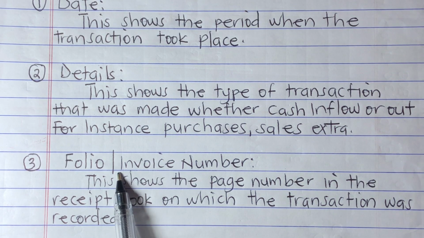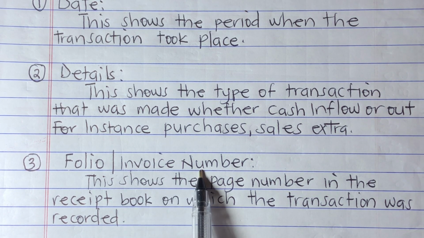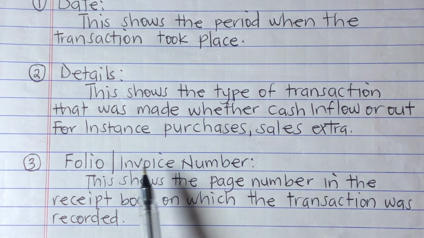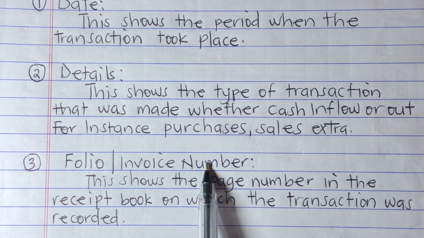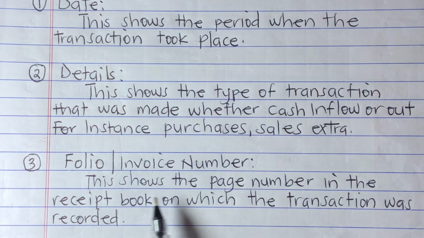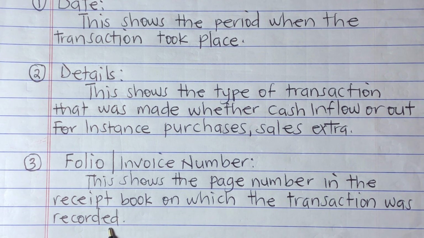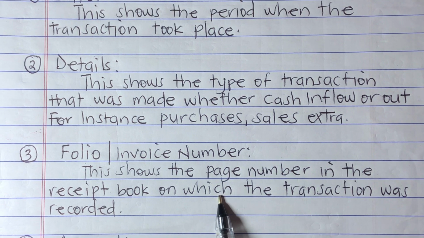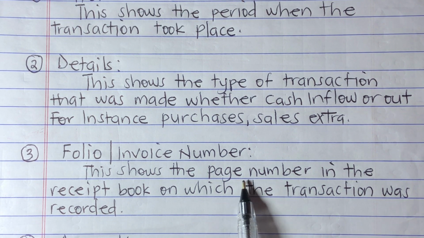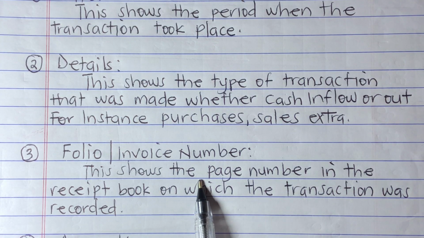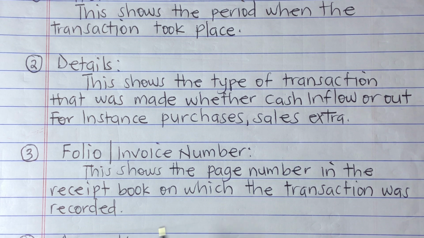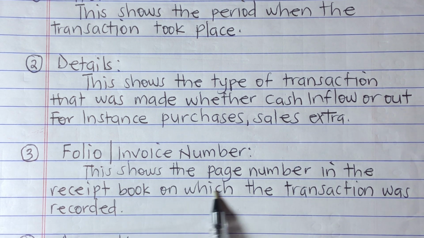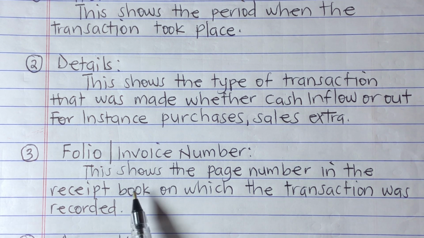Then the folio, which is also called the invoice number. We always use the invoice number when preparing books of original entry. So the folio number or invoice number shows the page number in the receipt book on which transactions are recorded. In businesses, every transaction made is recorded, and it is always recorded in receipt books. Receipt books always have those folio numbers. They help business people to track transactions being carried out in the business.